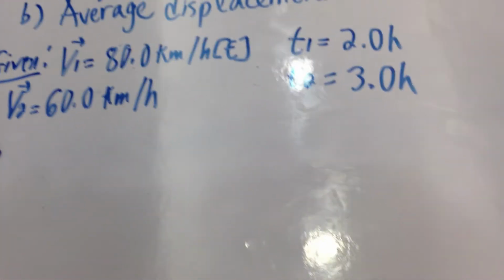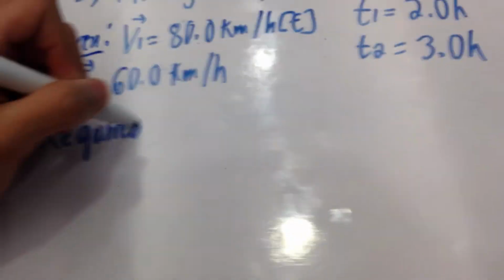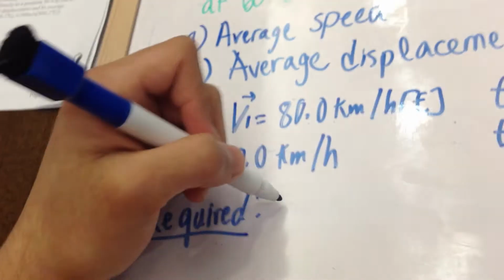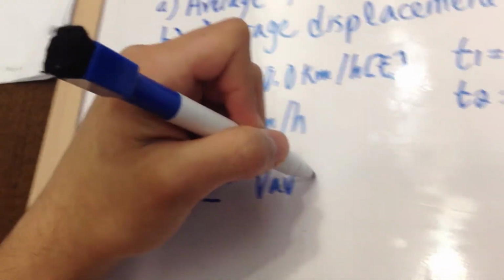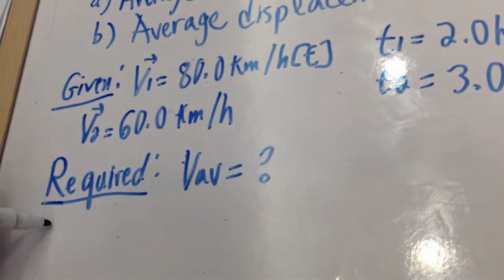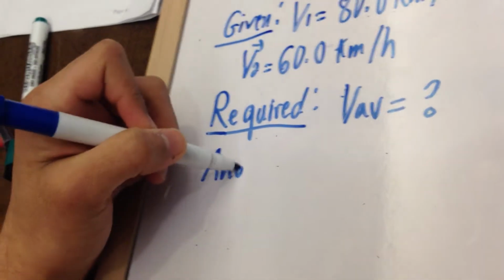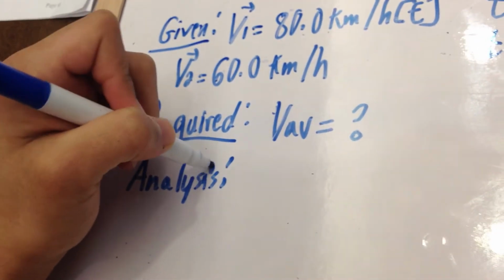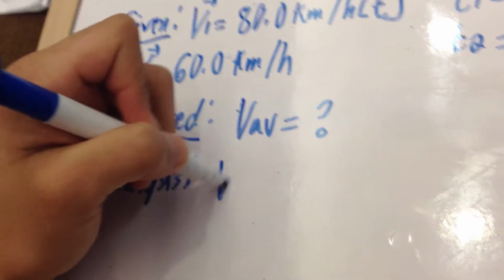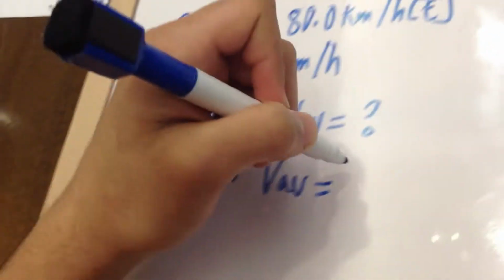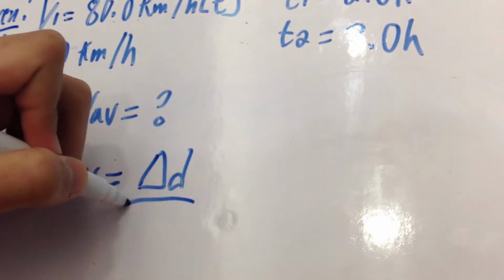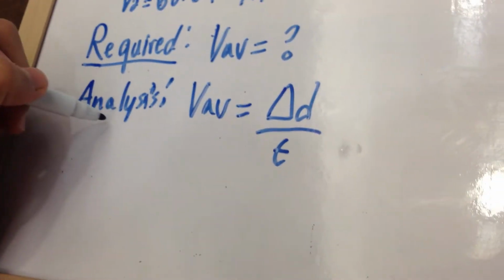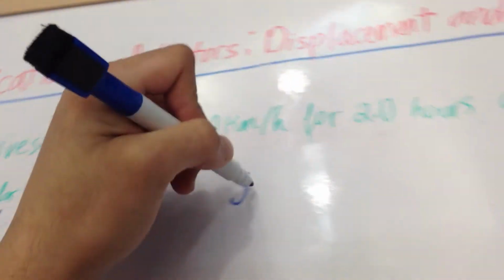Now let's see what's required of us. What's required of us is to figure out VAV, or speed. We also have to write analysis. To calculate speed, we know the formula is VAV equals delta D over delta T. So, using that, now let's start on our solution.